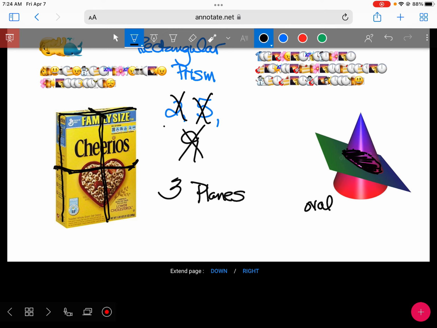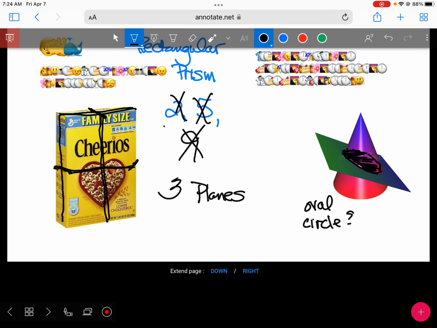Okay. Anybody else? Circle? Maybe. Okay. Well, take a look. I actually have this, or I should say the math department does. Here's my big cone right here. Okay, here is a plane going through it. And you're right, it does look like an oval, but you know what? We don't call them, unfortunately, ovals in math. We have to make it a little bit more difficult.